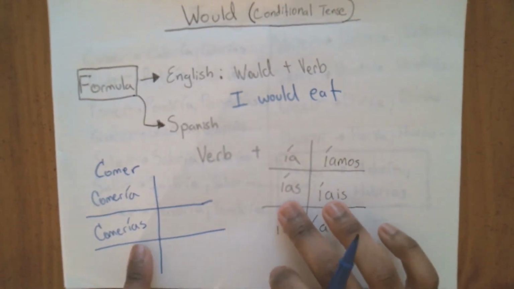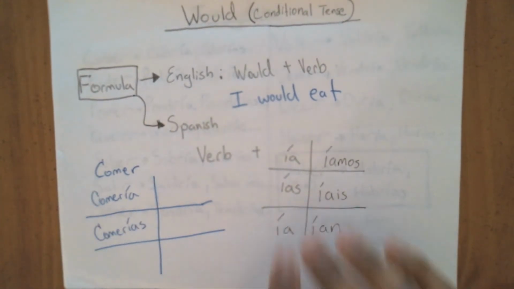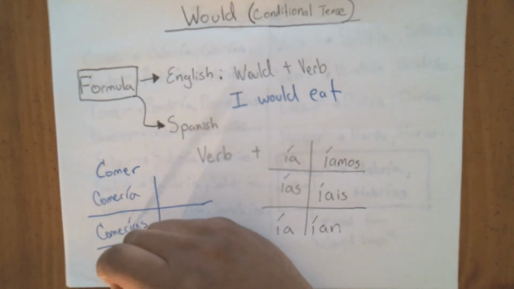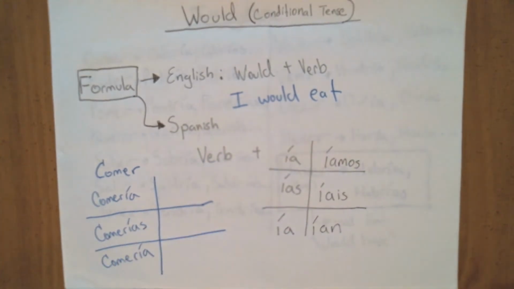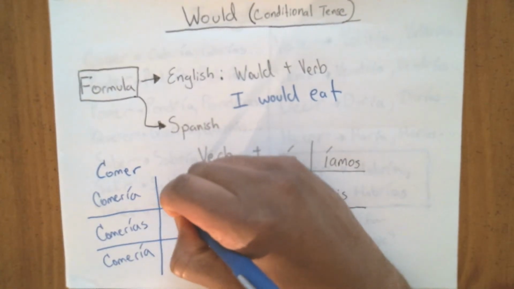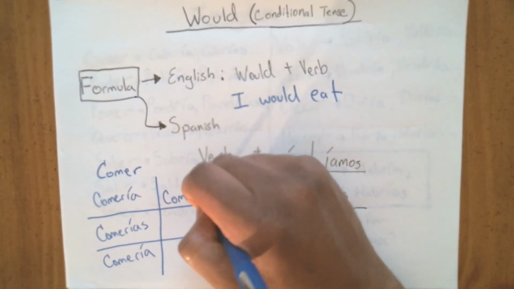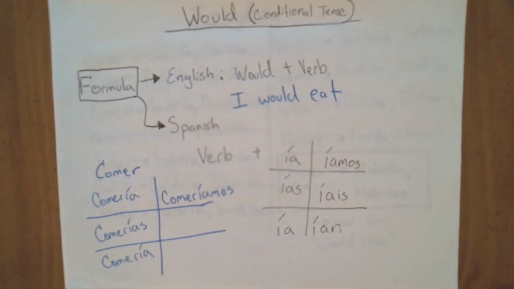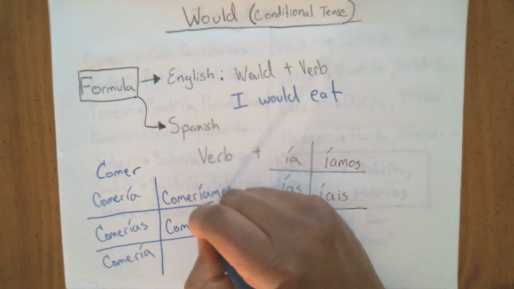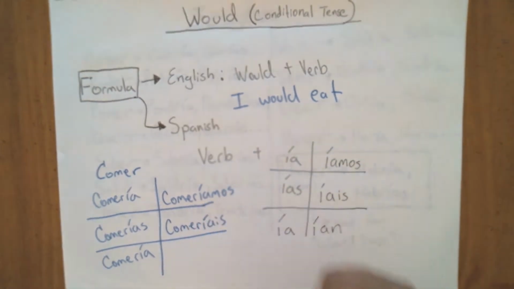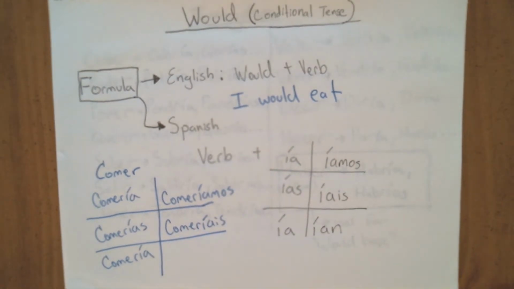See how it's the same ending? You're really just taking the verb and slapping that ending on there. Then there's comería again, which means he or she would eat, or it could mean you would eat formal. Then there is comeríamos, meaning we would eat. Then there is comeríais, meaning y'all would eat, but it's informal. It's like you're talking to a group of friends.